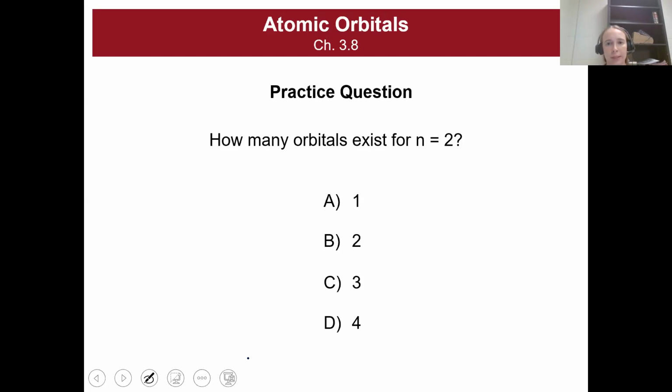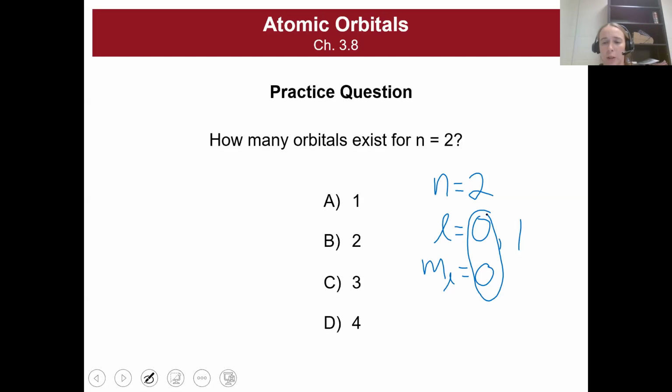How many orbitals exist for n equals 2? So let's look at our options. N equals 2, what can L be? L can be 0 or L can be 1. What can M sub L be? M sub L, if L equals 0, has to be 0. What if L equals 1? If L equals 1, M sub L can be -1, 0, or +1.